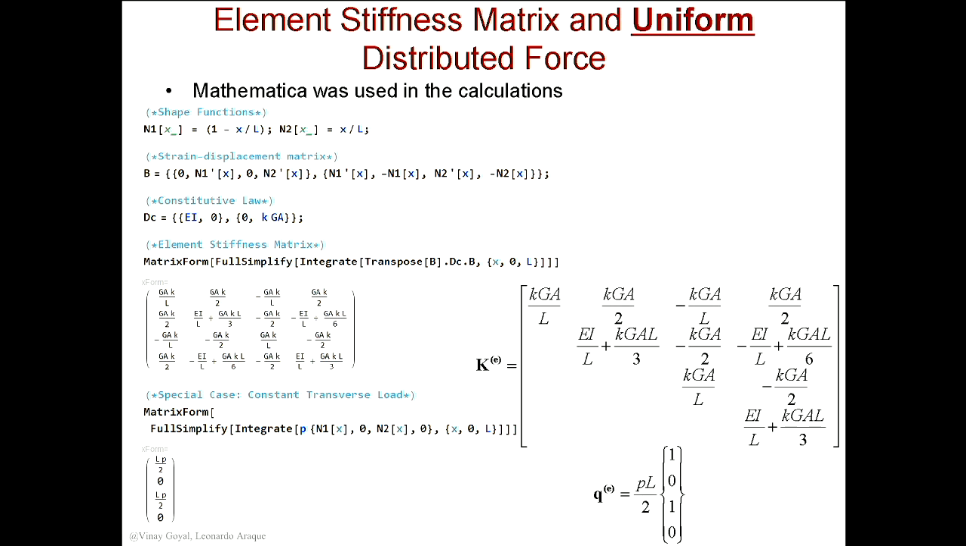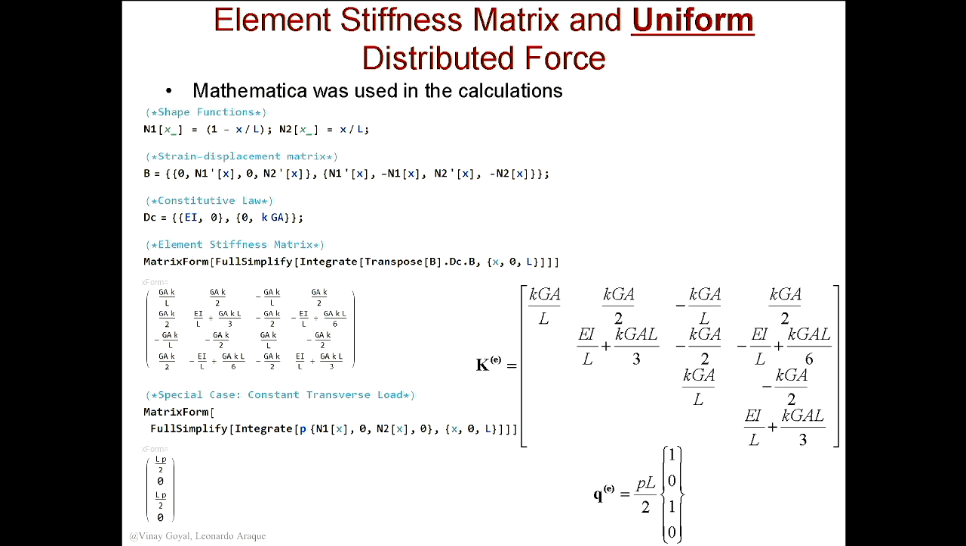Fully simplify: integrate B bold transpose times D times B bold, the stiffness matrix, from 0 to L, and bam, stiffness matrix. And then I integrated the load vector, and I got the load vector. And this matches the weak form, what I got through the weak form. So this is exactly the same thing I got earlier.